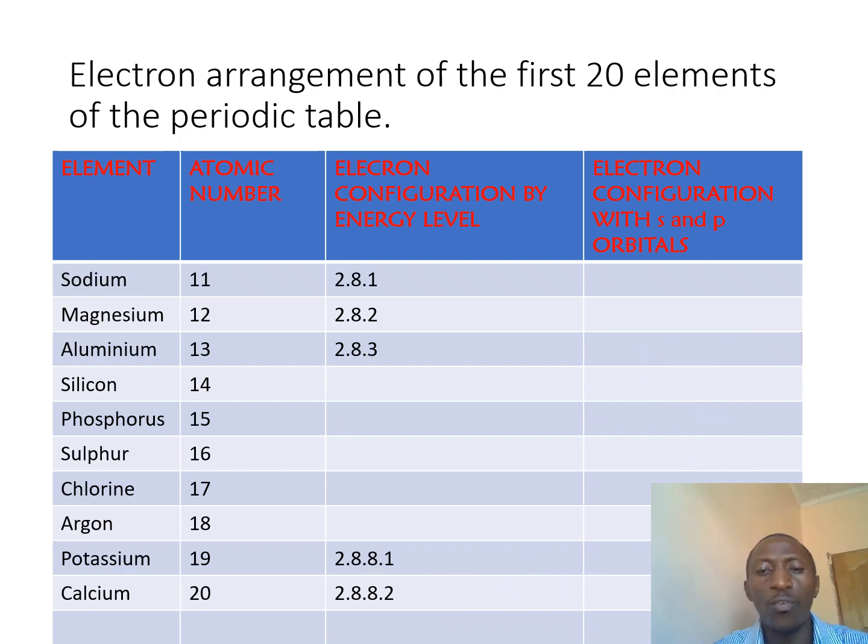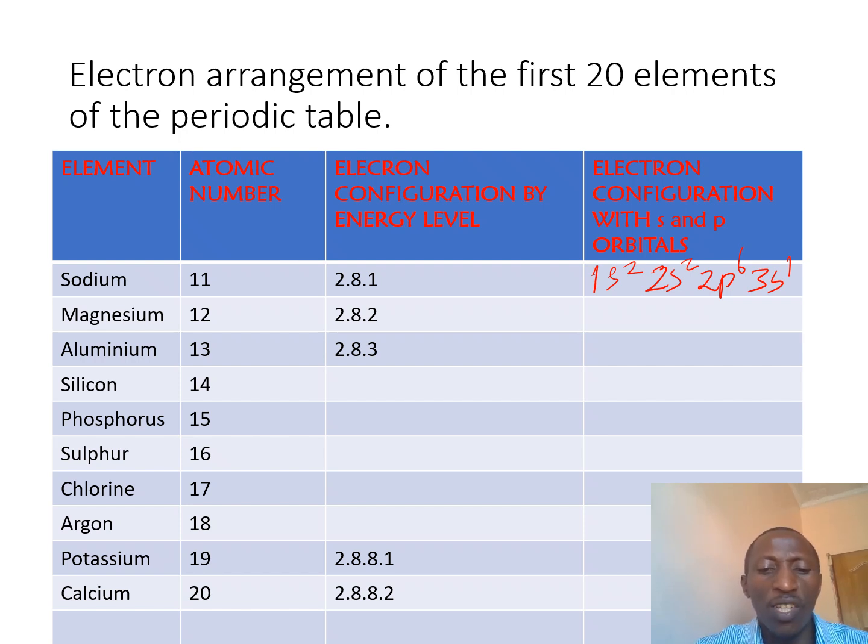So we continue. We have sodium. This will give us 1s2, 2s2, 2p6. That makes a total of 10. And then we move to 3s1. This format will continue until we are able to go to maybe the last one.